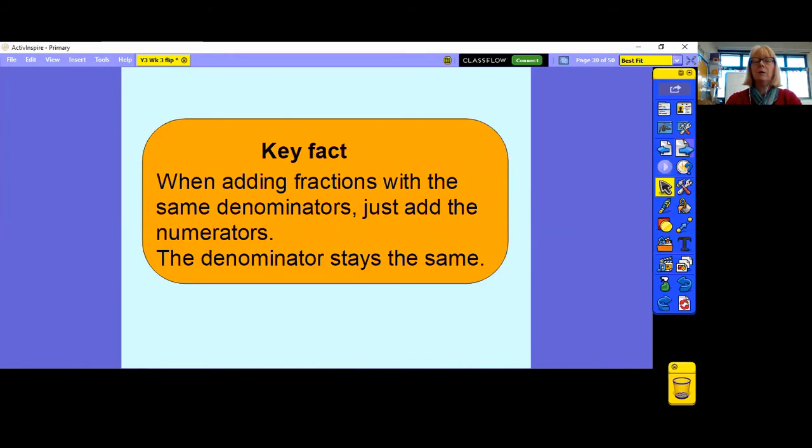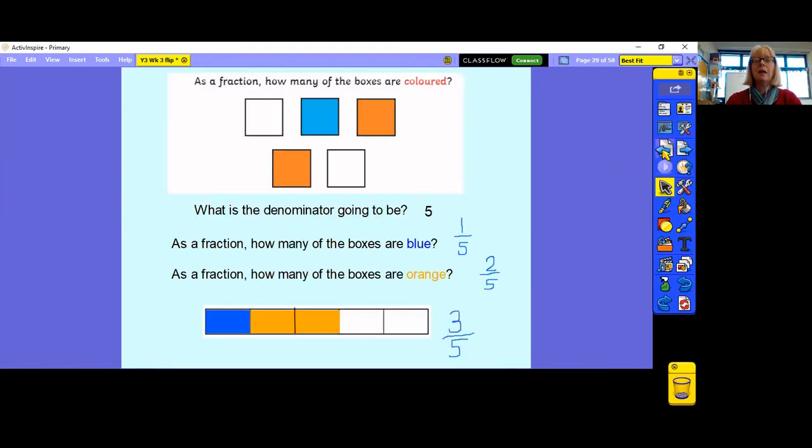Let's have a look at another question. Oh, here we are, remember. When we're adding fractions with the same denominators, we just need to add the numerators. The denominator stays the same. If we have a look back here, we've got blue, 1/5. The orange is 2/5. So 1/5 plus 2/5 makes 3/5.